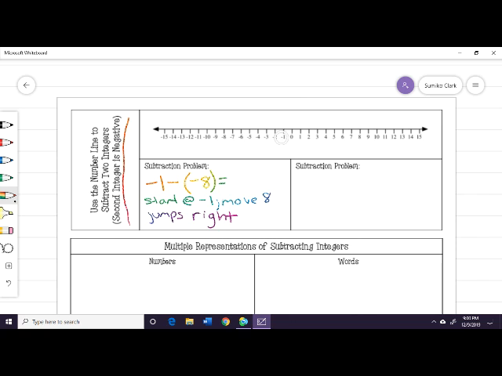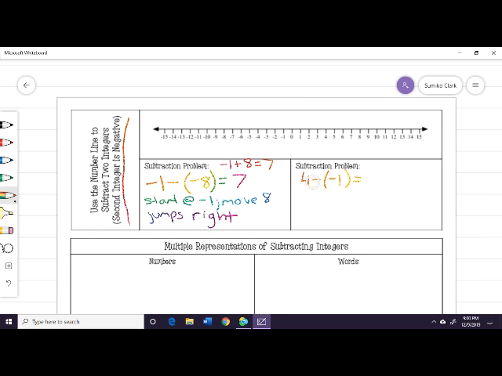So -1 and 8 jumps right. 1, 2, 3, 4, 5, 6, 7, 8. And that lands us on +7. So if you think of the two negatives as making a positive, that makes sense as well. -1 plus 8 is equal to 7. So let's try 4 minus -1. See where that lands us.